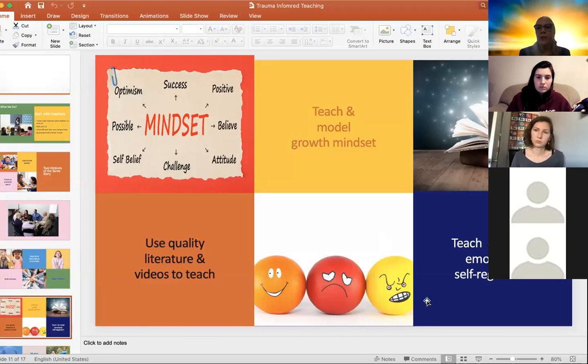And this one over here is very important. Teach and model emotional self-regulation. Many children who come from trauma are going to have difficulty with this because it's not being modeled for them at home. They are seeing parents who are angry, who are yelling. That kind of thing is inappropriate modeling. So it's not to say that you as a teacher are never going to feel angry. Of course you are. But you can stop and show them in a socially appropriate way.